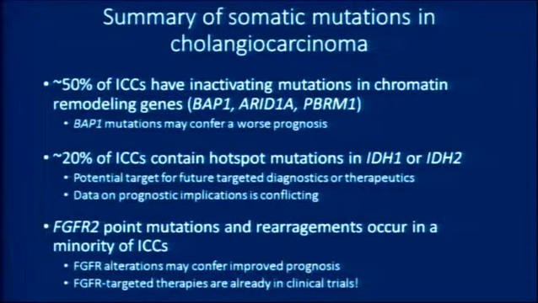It's possible you could think of using them for diagnostics as well, but unfortunately these weren't in the liver fluke-related cancers, who would be the patients at highest risk. The data on prognostic implications for IDH1 is really conflicting. We showed it was worse, other people have shown it's better, so I think the waters are still pretty muddy on that. FGFR2 point mutations and rearrangements, though they do only occur in a minority of intrahepatic cholangiocarcinomas, are perhaps the most exciting. They confer an improved prognosis, and most importantly, they seem to confer sensitivity to FGFR-targeted therapies, which are already in clinical trials.